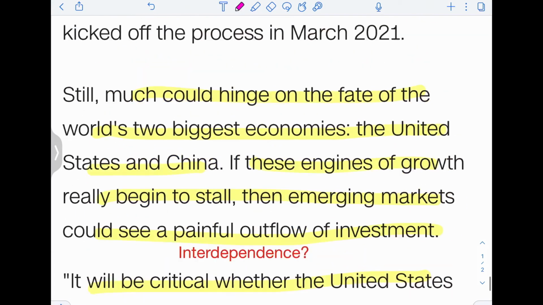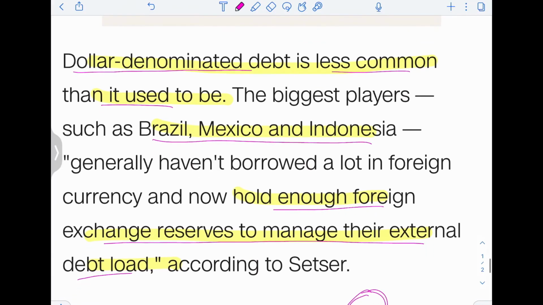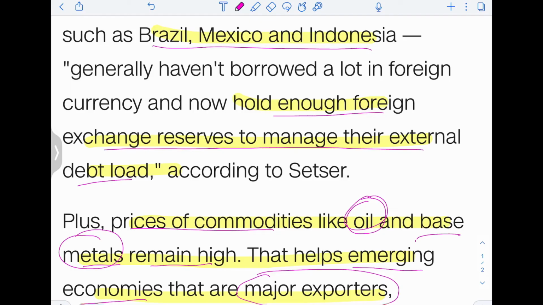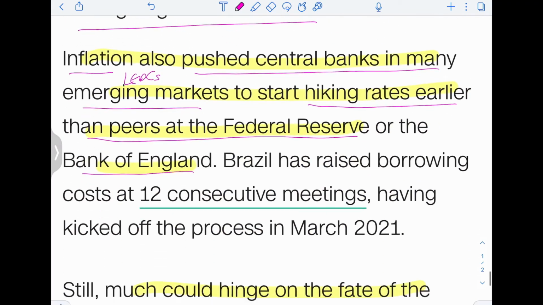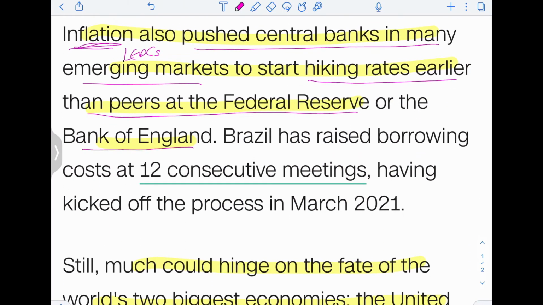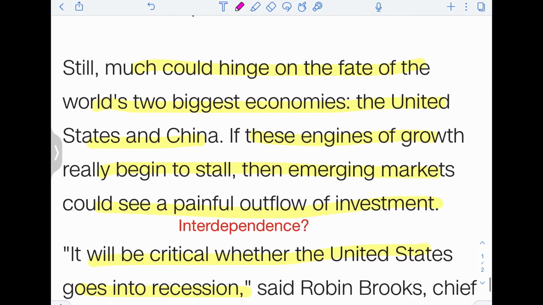Okay, so here the author is kind of evaluating. She's saying that dollar-denominated debt is becoming less common. At the same time, lots of countries still have, especially large economies, large LEDCs, have foreign exchange reserves, and many of them still export oil and base metals. So that's still kind of ensuring that there's a flow of US dollars. Okay. At the same time, inflation in many of those emerging markets has encouraged central banks to start raising interest rates. Okay. Still, much could hinge on the fate of the world's two biggest economies, the United States and China.